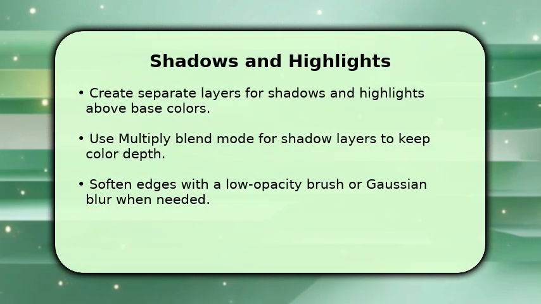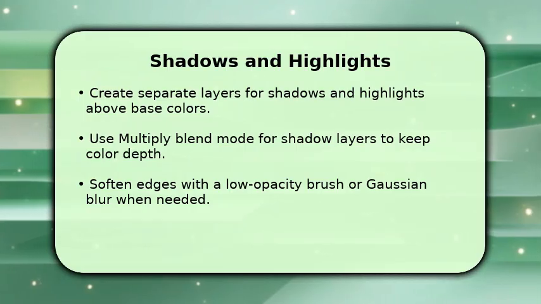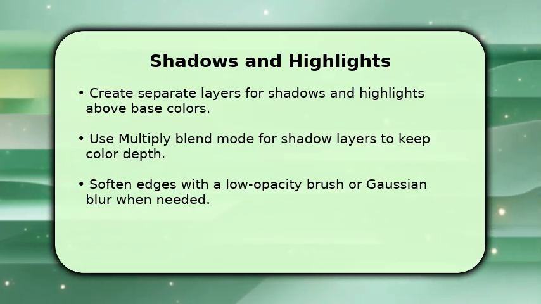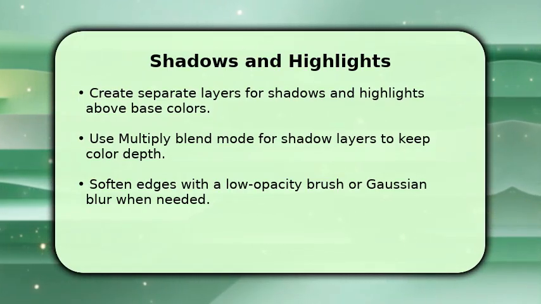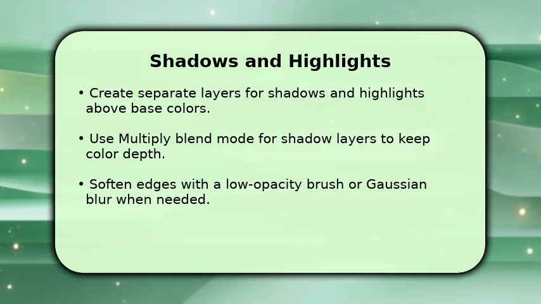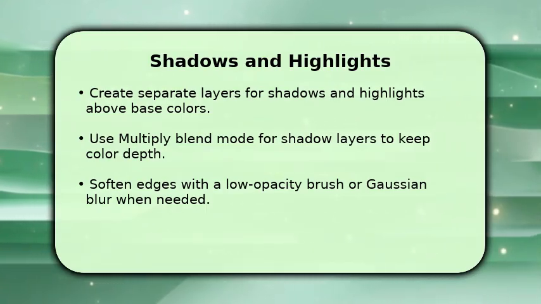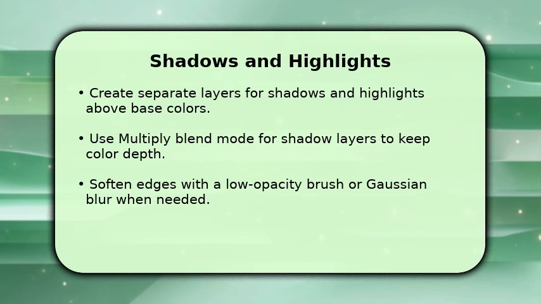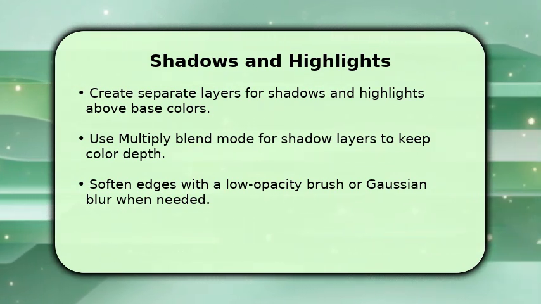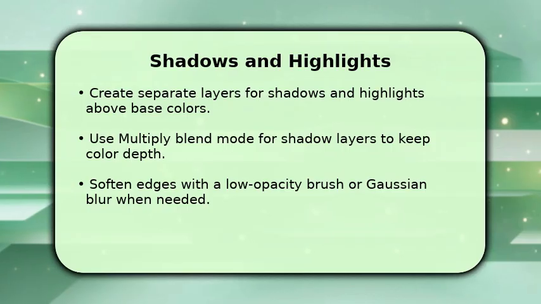Block in midtones on the base layer, then add a new layer for shadows and set it to multiply for natural depth. Paint primary shadows with a solid brush, then switch to a soft, low-opacity brush to feather edges and blend. For highlights, use an add or screen layer with lighter tones and small brush strokes to suggest shine.